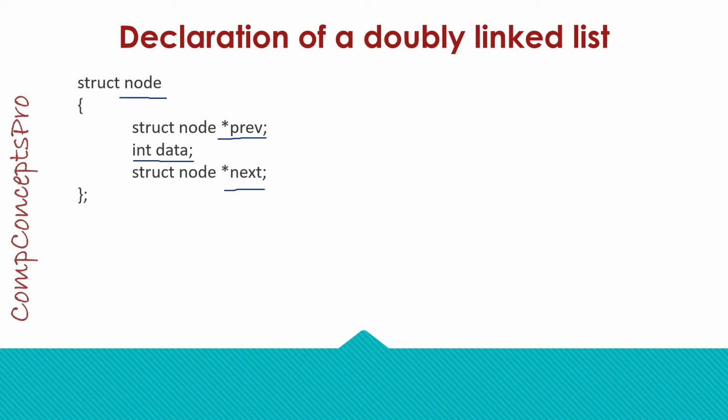Previous pointer is going to point to the node previous to the current node, and the next pointer is going to point to the node which is next to the current node. That means they are going to store the addresses of the previous and the next node respectively.